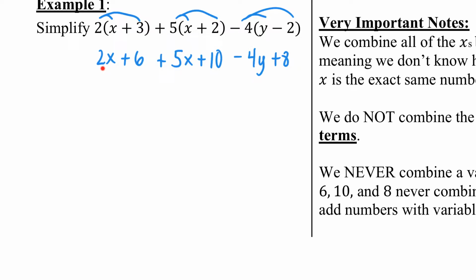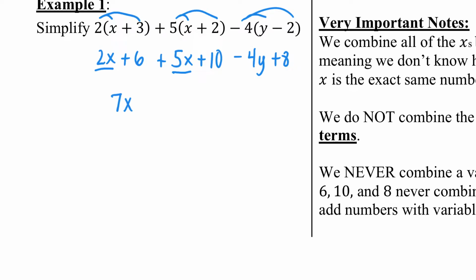Okay, so now the question is, let's combine the things that are the same as each other. We have 2 x's, we have 5 x's, so that means we have 7 x's. Are there any other variables here? So there are. So we have minus 4y.